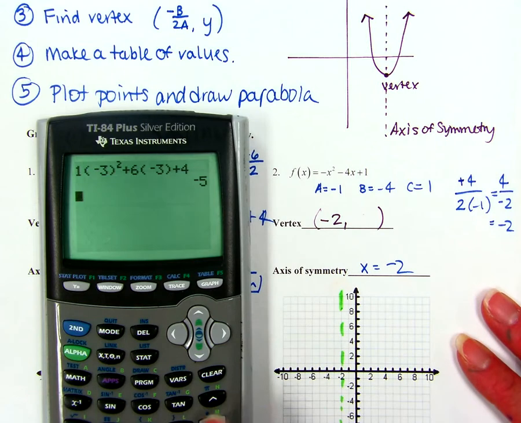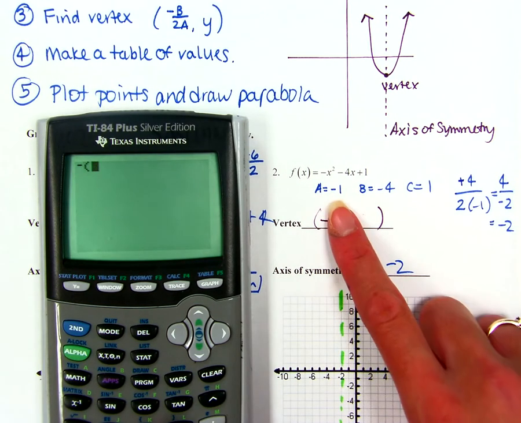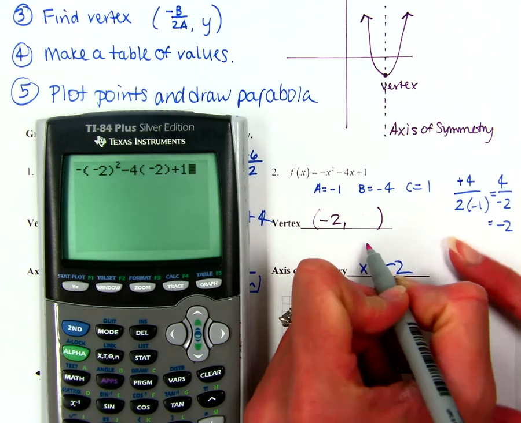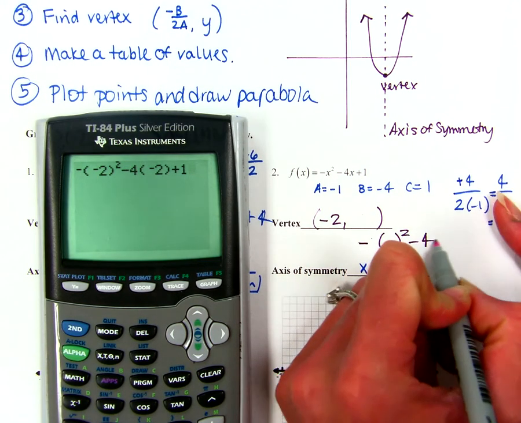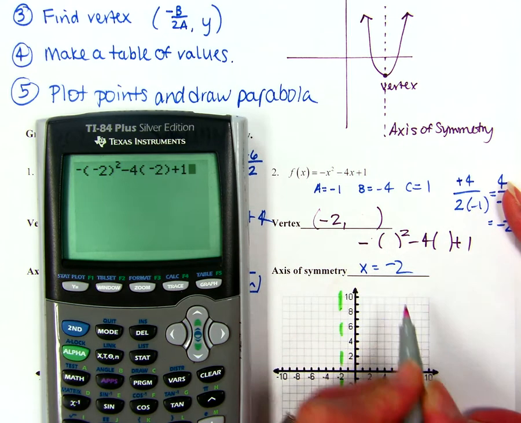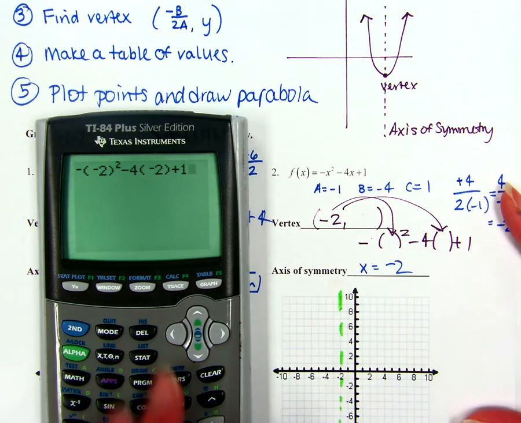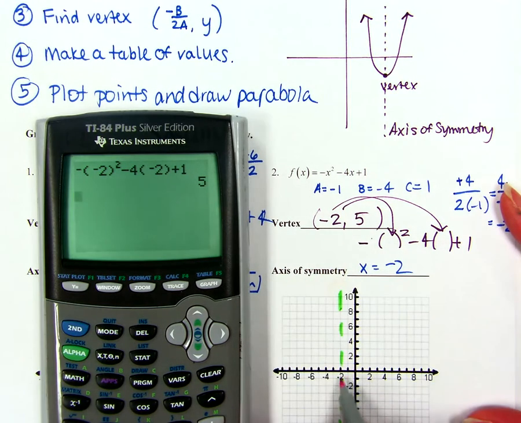So I'm going to use my calculator, and I'm going to do negative, and then in parentheses I'm going to do negative 2 squared minus 4 times negative 2 plus 1. Alright, so notice that I had negative 1 or a negative, then something squared minus 4 times something plus 1. That negative 2 went into both of those places. Okay, so if I hit enter, I get 5. Now I know that my vertex is at negative 2, 5.